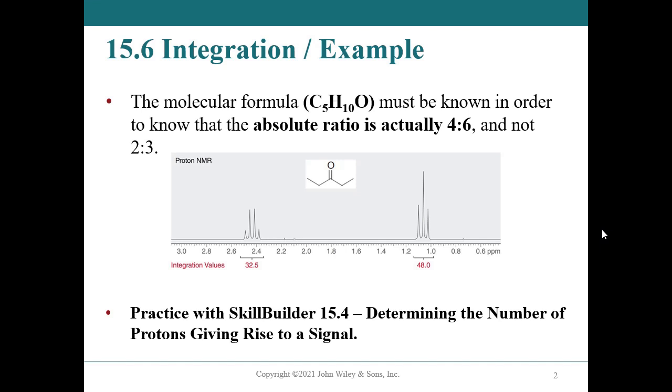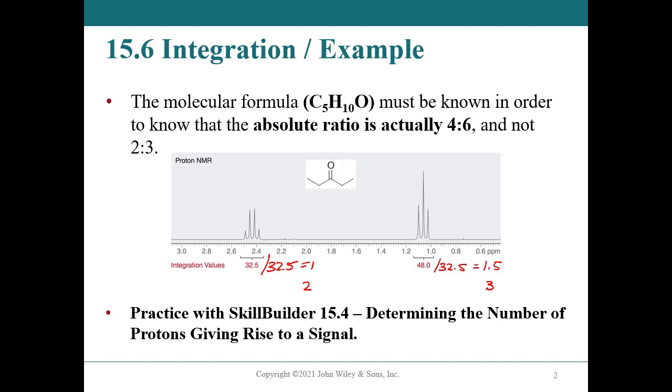If we look at the integrations that are underneath this, we have 32.5 and 48. Divide each of these by the smallest. We set this one to 1. We do the same here, and we get 1.5. Of course, we can't have 1.5 hydrogens, so we would double these and say it's a 2 hydrogen to 3 hydrogen ratio. And that does give us the relative amounts.